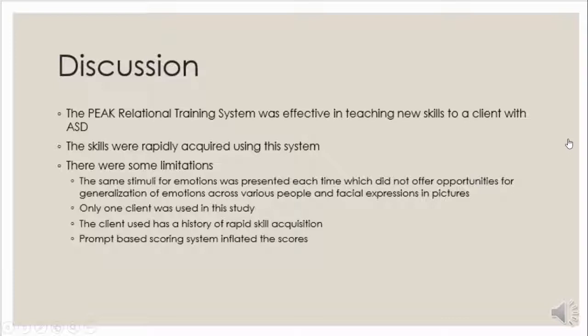Also, another limitation that was similar to a limitation in the original study was that the prompt-based scoring system inflated the scores. In other typical scoring systems, a client might receive a score of 0 for a trial that was prompted or incorrect, but in the PEAK relational training system, the scoring allows us to see the prompting hierarchy and the effectiveness of those prompts. However, it does increase those scores, so you don't really get to see what it would have looked like for the incorrect responses that would have been included, and it really just increased the scores more rapidly.